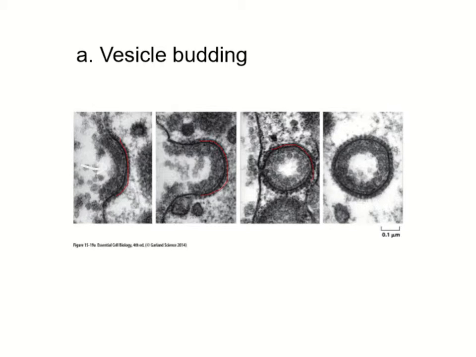They form this coat around the vesicle, and it eventually pinches off, and we'll see how it does that, from the membrane that it's originating from, and becomes a separate vesicle with this coat around it. And then the coat will come off and the vesicle will travel to its destination. So the coat appears to help the vesicle bud and pinch off from the membrane that it's leaving.